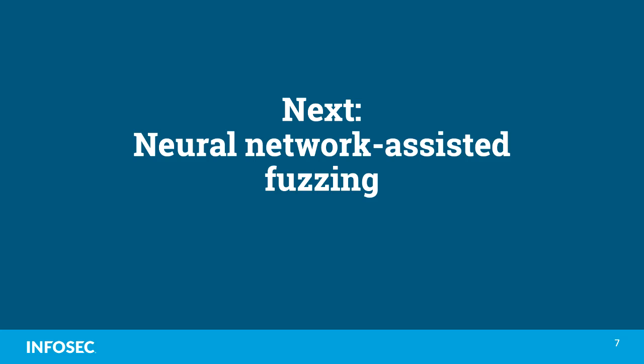In the next lesson, we are going to use a neural network to perform fuzzing, an approach to finding vulnerabilities in software.